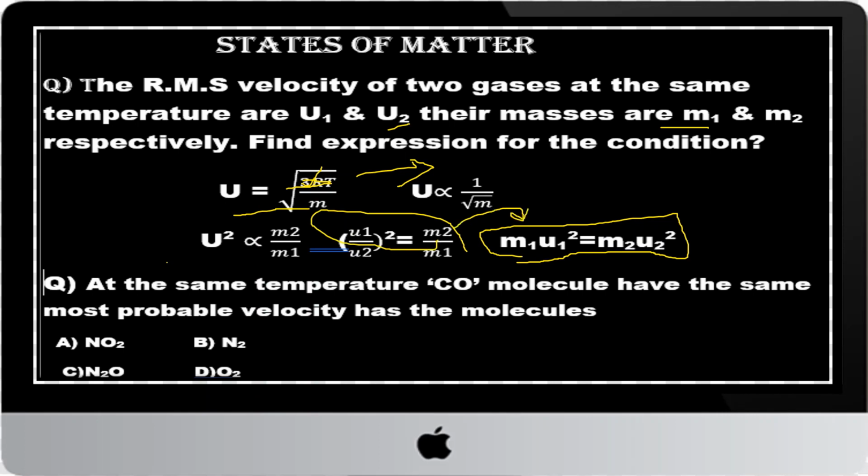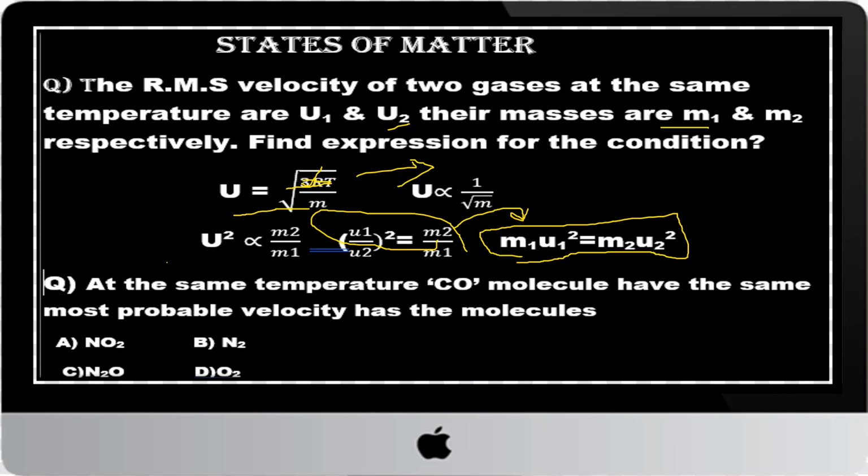And the next question is: at the same temperature, carbon monoxide molecules have the same most probable velocity as the molecules of which gas? Here you should relate it. It's a simple theory question using a formula.